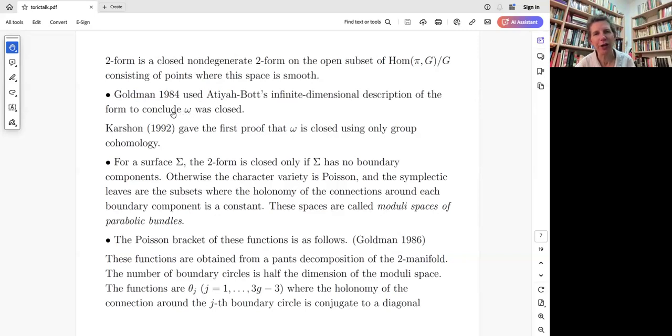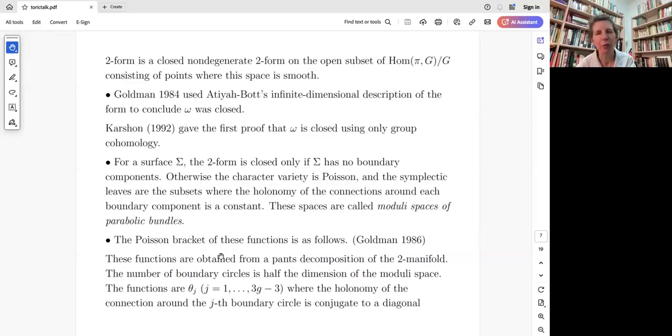Karshon and Yael gave the first proof using only group cohomology that the form was closed. She did not need to resort to flat connections or infinite dimensional language. For a surface, the two-form is closed only if the surface has no boundary components. Otherwise, the character variety is Poisson, and the symplectic leaves are the subsets where the holonomy of the connections around each boundary component is a constant. Those spaces are called moduli spaces of parabolic bundles.